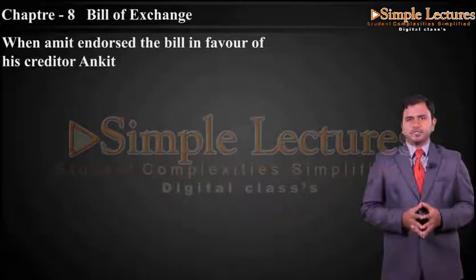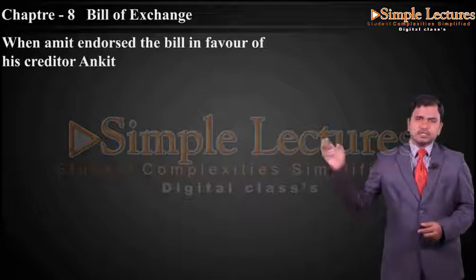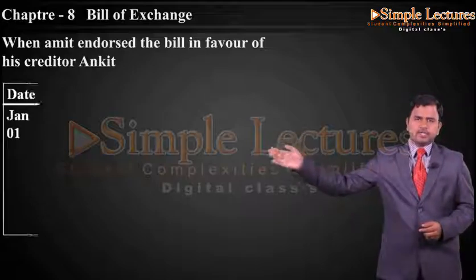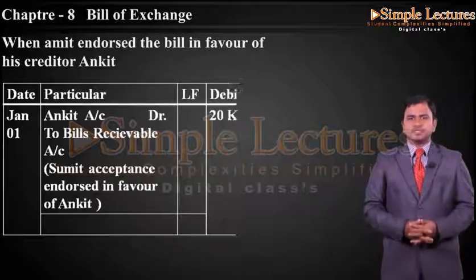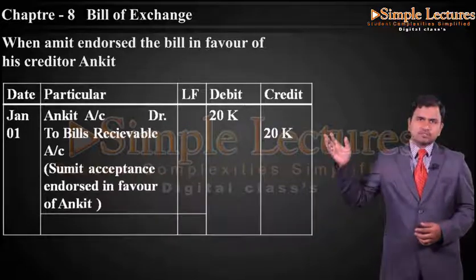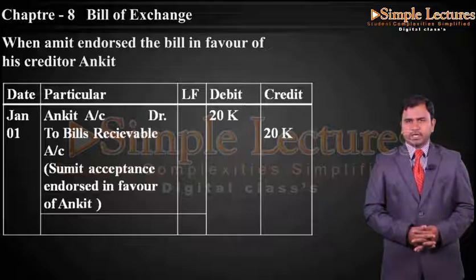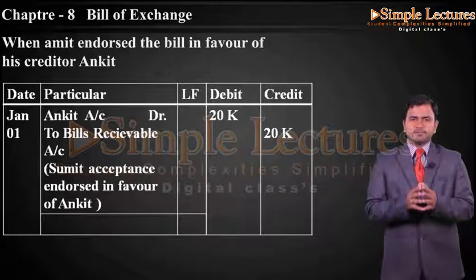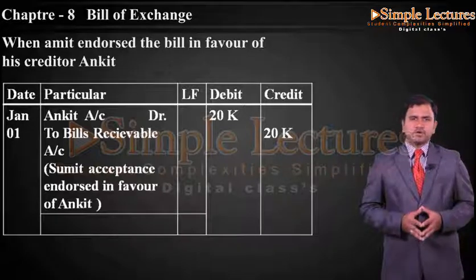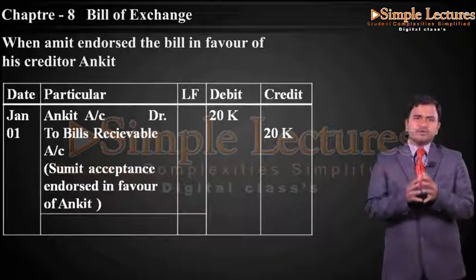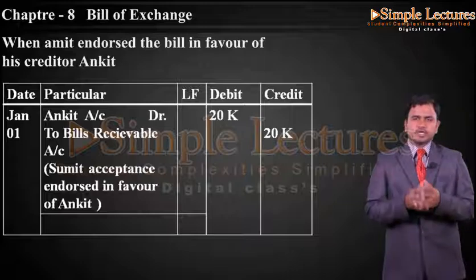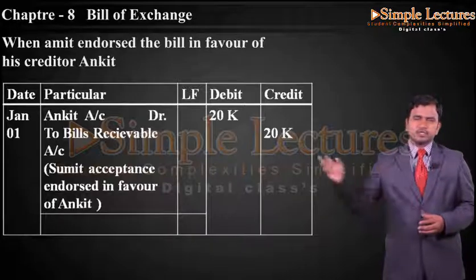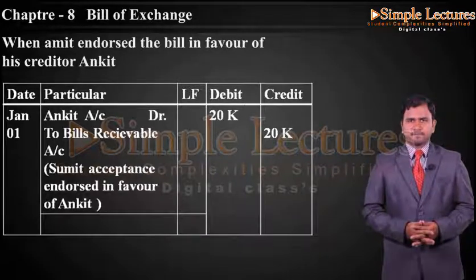And the last entry will be for the endorsement of the bill in favor of Ankit. So here the entry will be on the same date, Jan 1st 2006, Ankit's account debtor to bills receivable account, 20,000 debit and 20,000 credit. Narration: Sumit's acceptance endorsed in favor of Ankit. So whatever bill is endorsed, it is in favor of Ankit. So Ankit has been debited here to bills receivable account.